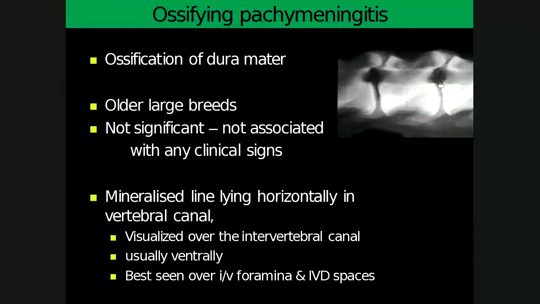And on radiographs, it appears as a mineralized line lying horizontally in the vertebral canal, and it's best seen over the intervertebral canal, usually ventrally, and over the intervertebral foramina and the intervertebral disc spaces. Because in this region, it is most radiolucent and thus most easy to see.